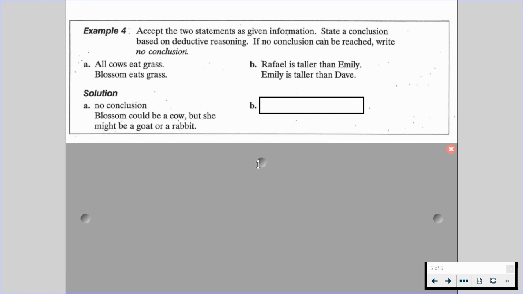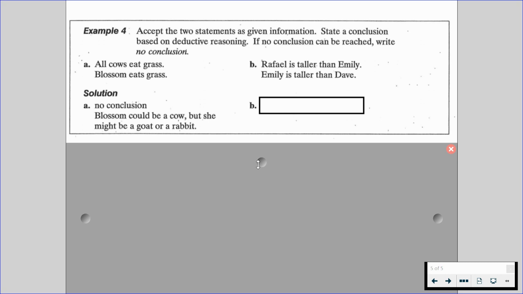So for A, the solution is no conclusion. We don't know anything about Blossom. We know that Blossom could be a cow, but she might be a goat or a rabbit. All we know is that cows eat grass. Blossom also eats grass, but that doesn't tell us that Blossom is a cow. Blossom can be anything else that eats grass.